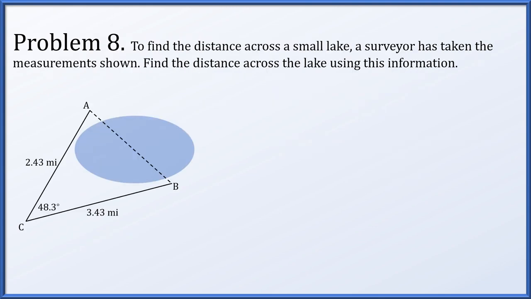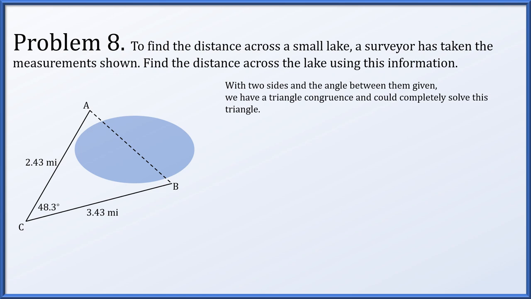And in problem 8, we're going to find the distance across a small lake. A surveyor has marked the given measurements. Thankfully, this diagram was provided. Find the distance across the lake using this information. Now there's two sides given, but also the angle between them. That's a triangle congruence, which means we can completely solve this triangle, find all sides and all angles, but all we actually care about is the unknown distance x across the lake.